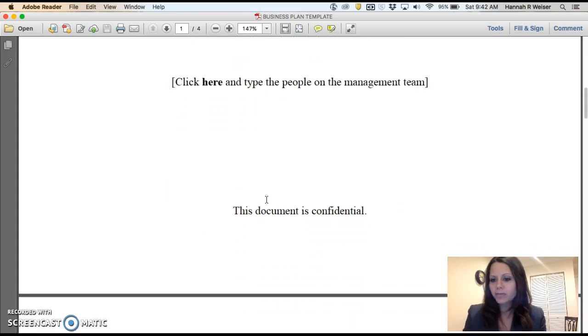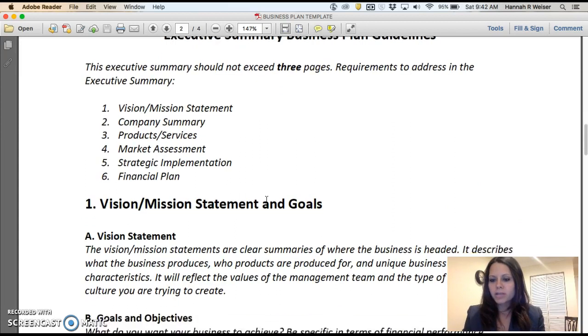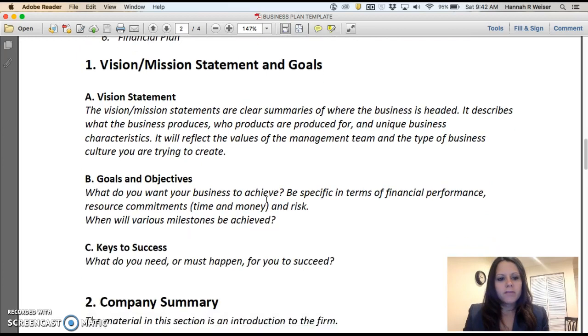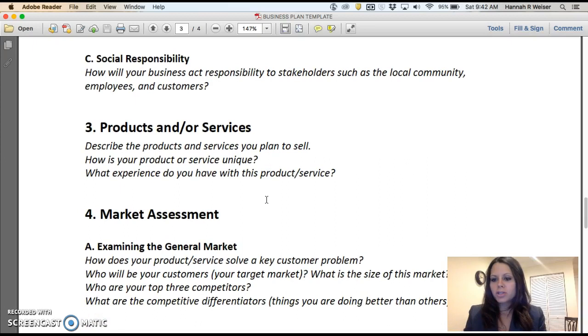This is the template information for you for the Raptor Tank Executive Summary Business Plan so that you can see the guidelines in place. If you scroll down to part 3, you'll see products and services. Now this is a really important part of the executive summary because this is where you get to tell us your idea or your small business that you're hoping to grow. So here you want to describe the product and or services you plan to sell.